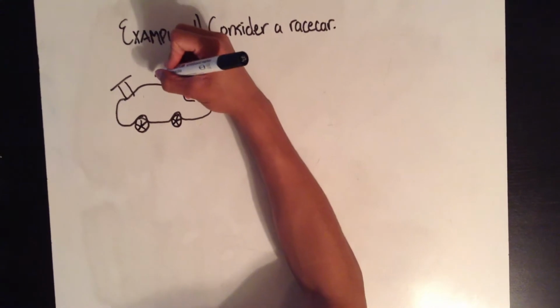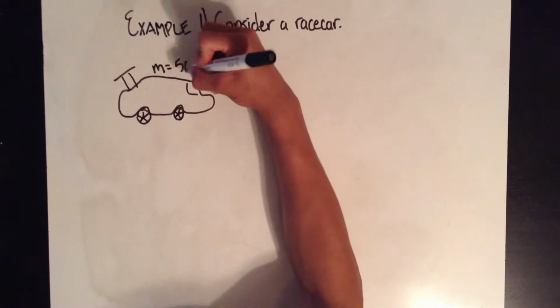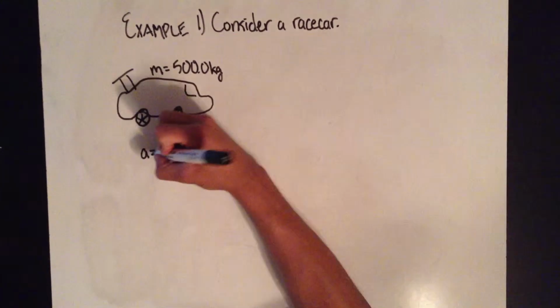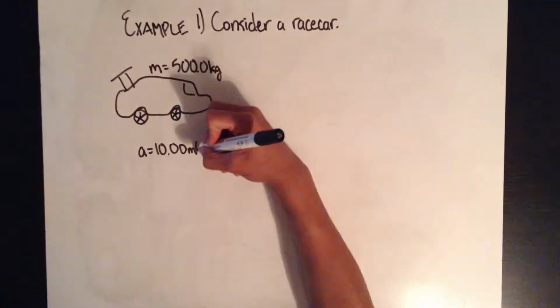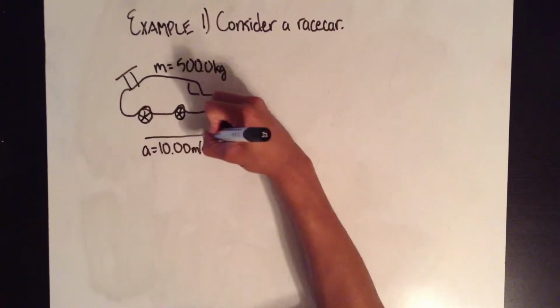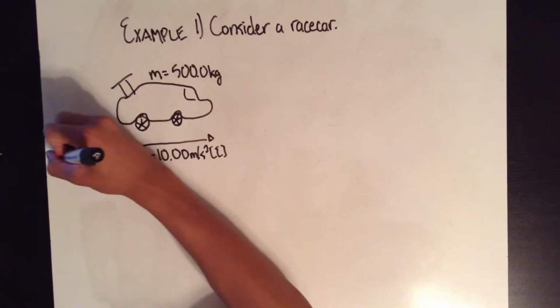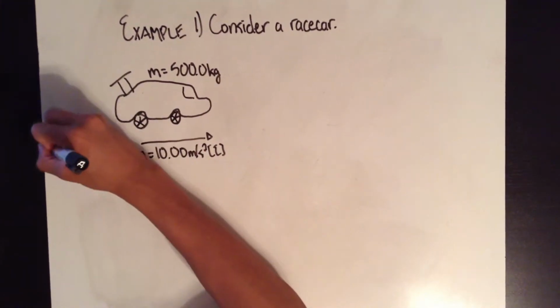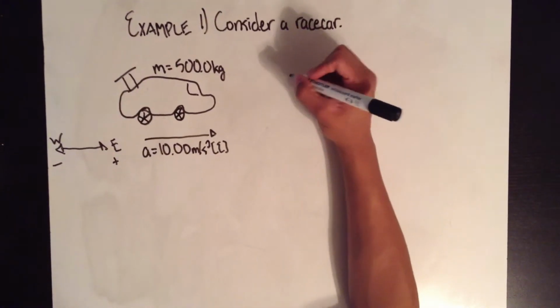Well, first, we always like to draw a diagram like right here and label the mass because that was a given, and label the acceleration because that too was given. We then like to put in a reference point and the direction of the acceleration so that we can also know in what direction the force is going.